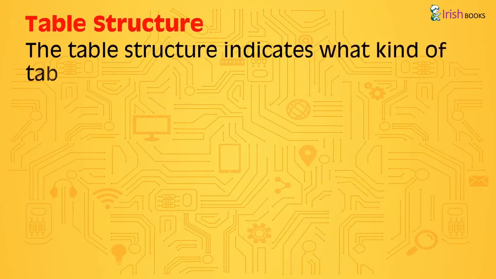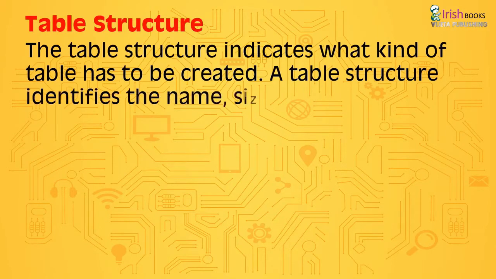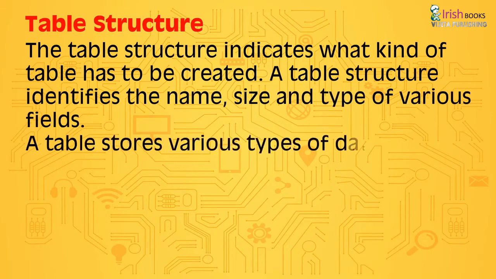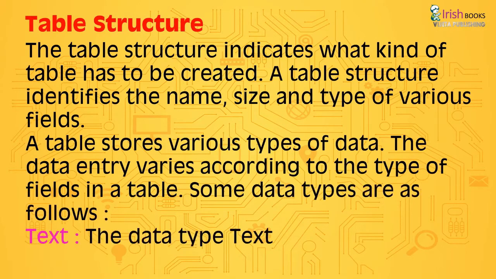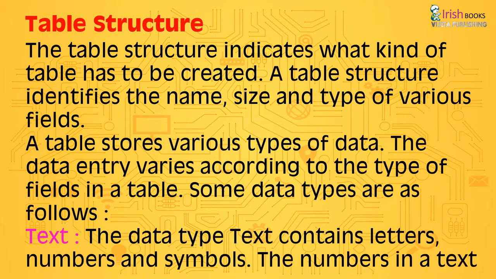Table structure. The table structure indicates what kind of table has to be created. A table structure identifies the name, size and type of various fields. A table stores various types of data. The data entry varies according to the type of fields in a table. Some data types are as follows.